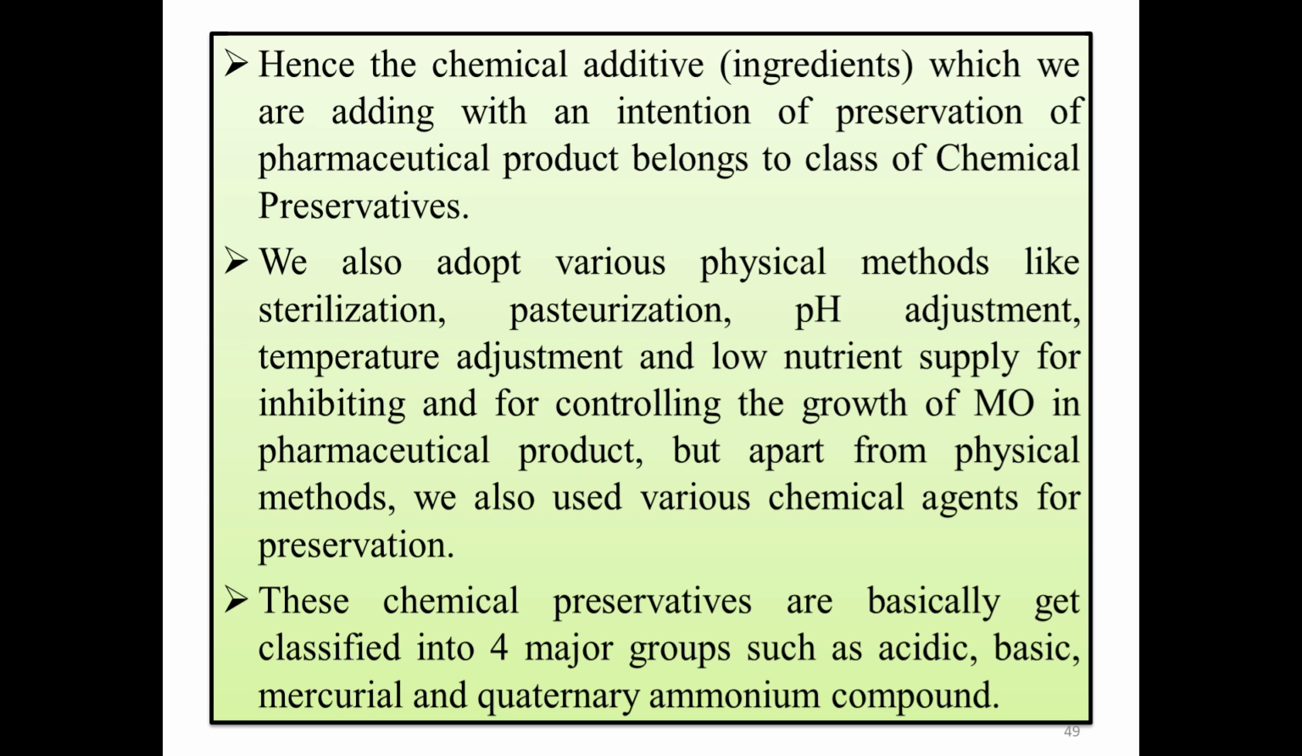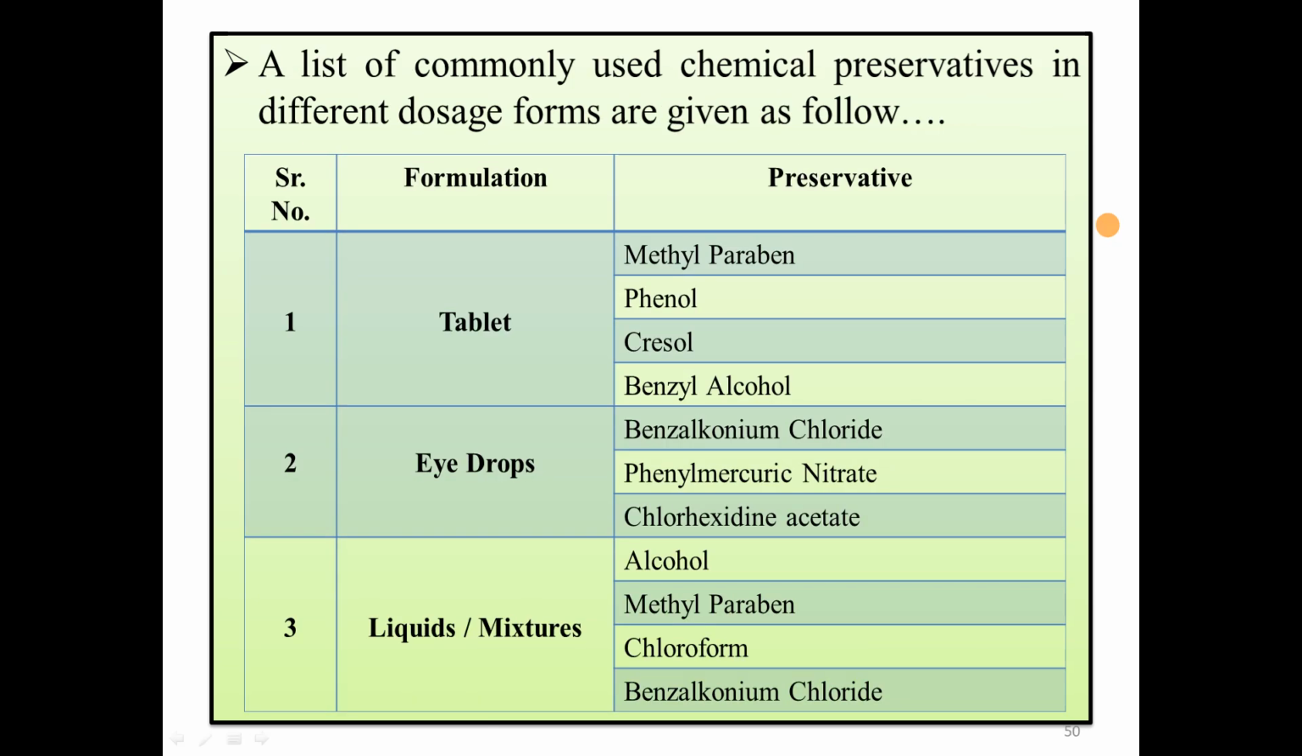Then we'll see examples of different preservatives which can be used in different pharmaceutical products. In tablets we use methyl paraben, phenol, cresol, benzyl alcohol. You may have heard about these chemicals. They can be used in formulation of tablets as preservatives to avoid the growth of microorganisms.